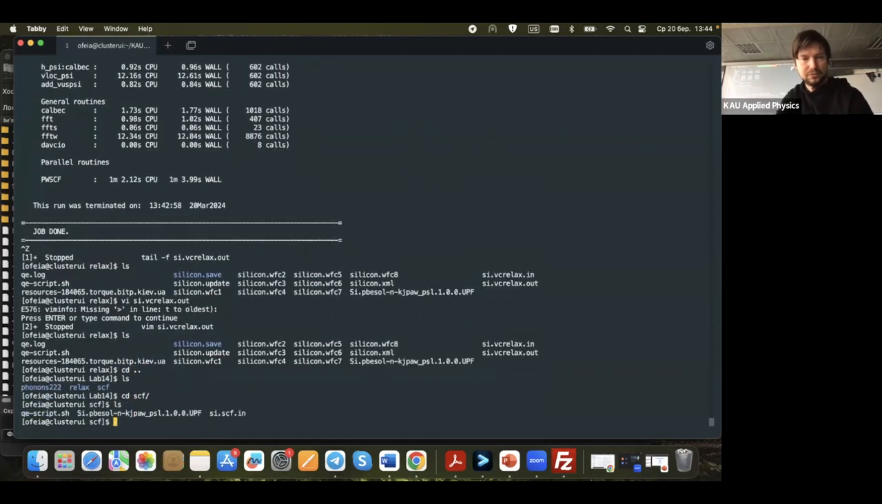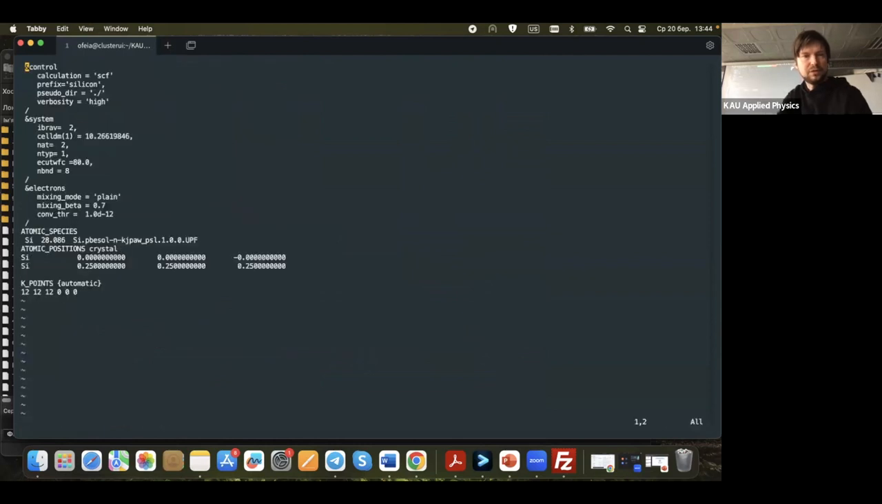Now I move to the SCF folder. I have already copied it, but okay, maybe it changed slightly, so I will still paste it here. Yeah. We have the structure, and what else is important here?